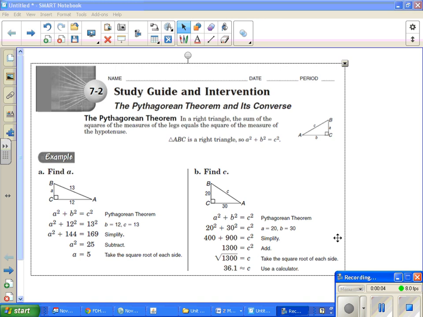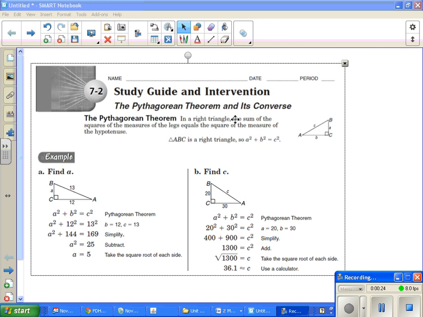This is Mr. Tucker again, and I'm here to teach you a little bit more about the math that you'll hopefully be seeing next year. This is all about the Pythagorean theorem and its converse. Maybe you've heard about the Pythagorean theorem before. If you haven't, here's a definition.